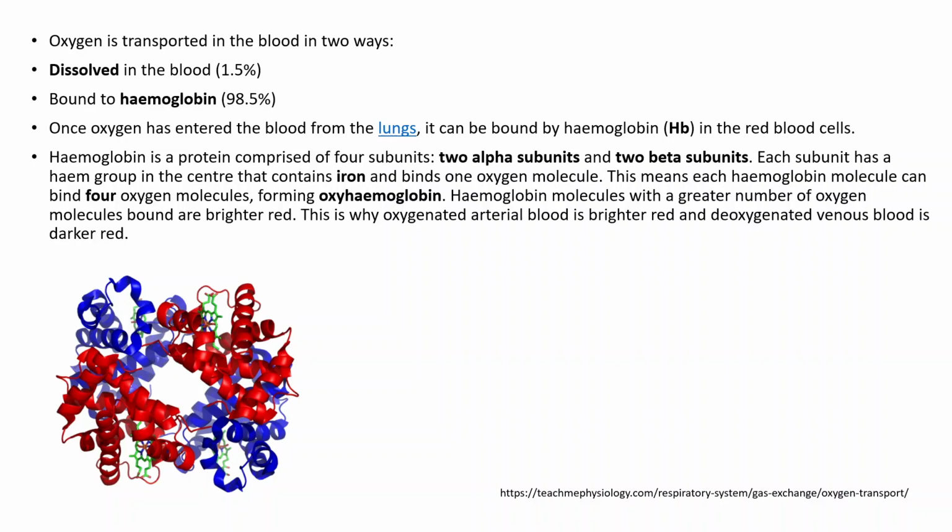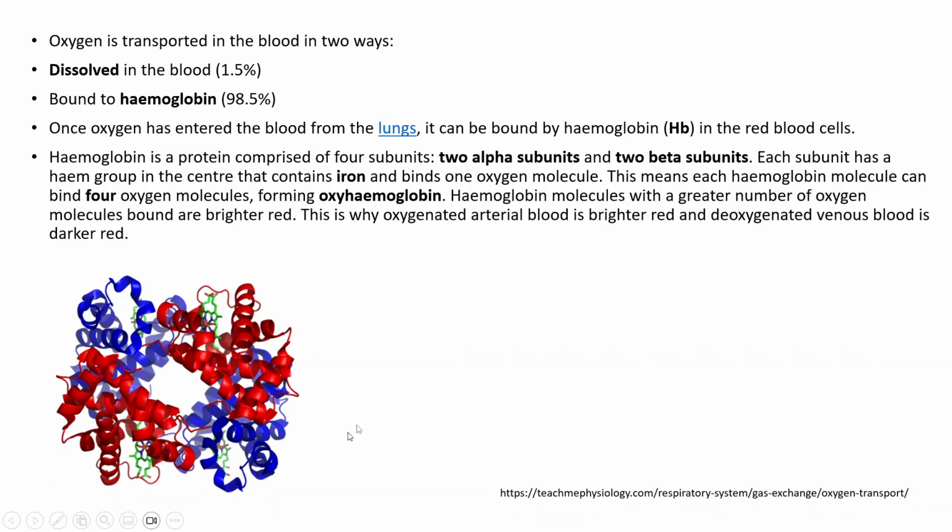Oxygen is transported in the blood in two different ways, right? So it's dissolved in the blood. That's like the minority, and the majority of it, like 98.5% of it, is bound to hemoglobin, right? You all know about hemoglobin, right? So once oxygen has entered the blood from the lungs, it can be bound to hemoglobin that is present in the red blood cells, RBCs.